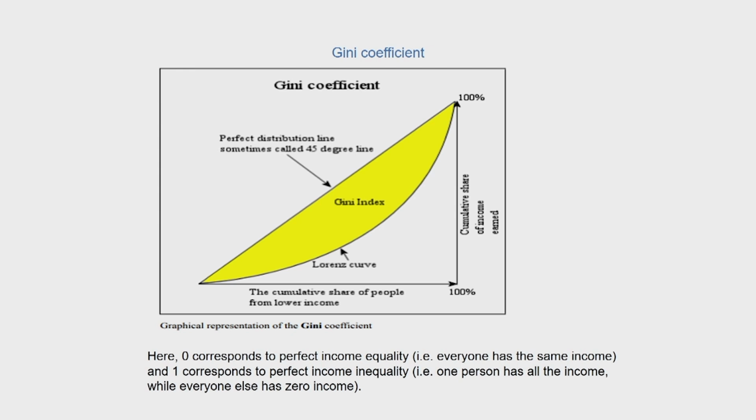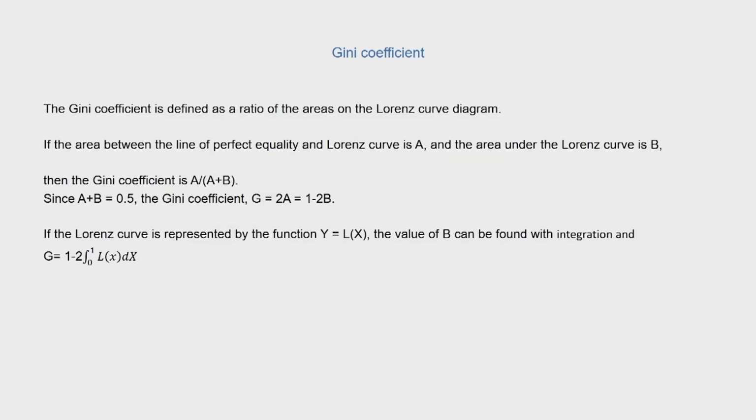0 corresponds to perfect income equality, 1 corresponds to perfect income inequality, that is one person has all the income while everyone else has zero income. So it is defined as the ratio of the areas on the Lorenz curve. If the area between the line of perfect equality and the Lorenz curve is A and the area under the Lorenz curve is B, then the Gini coefficient is given by this ratio A by A plus B.